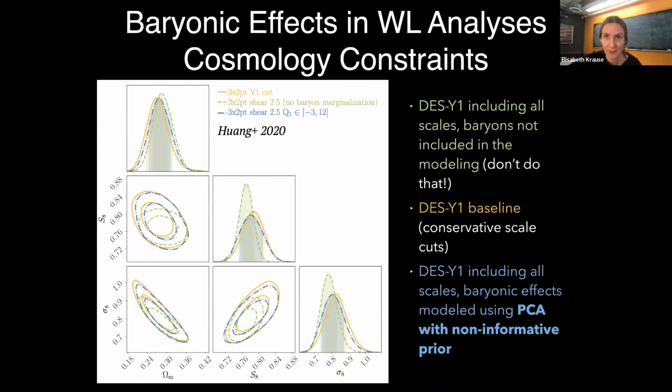Incorporating that into our analysis is then shown here, where the orange contour shows the baseline analysis with the conservative scale cut. The green contour includes all the scales, but does not model baryons. So don't do that. That is known to lead to biased results, and only is supposed to show the possible gain of constraining power if we could really figure out how to describe baryons with very few nuisance parameters. The blue contours include all scales and very conservative modeling of baryonic effects. So at that point, we don't gain very much.